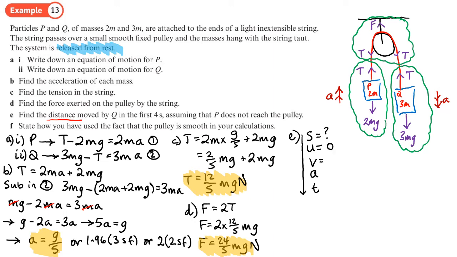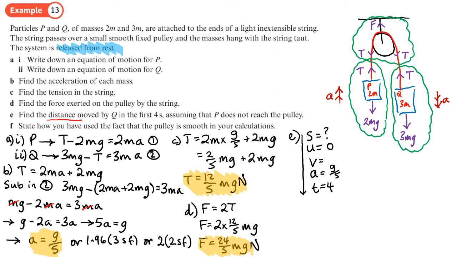V, I don't care about, so we'll leave that blank. A, well, that's the acceleration of the system, which we worked out in part B, which is G over 5. And T is 4 seconds.